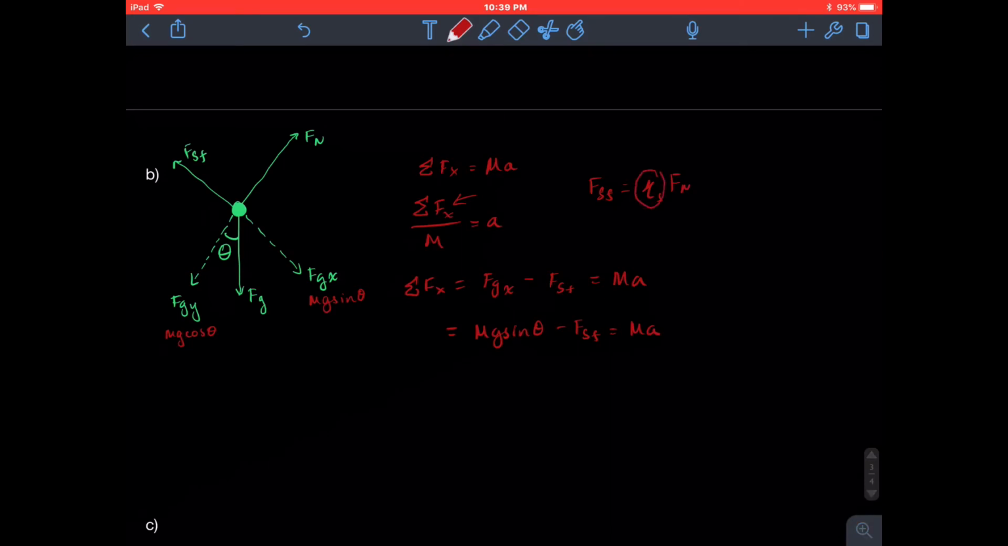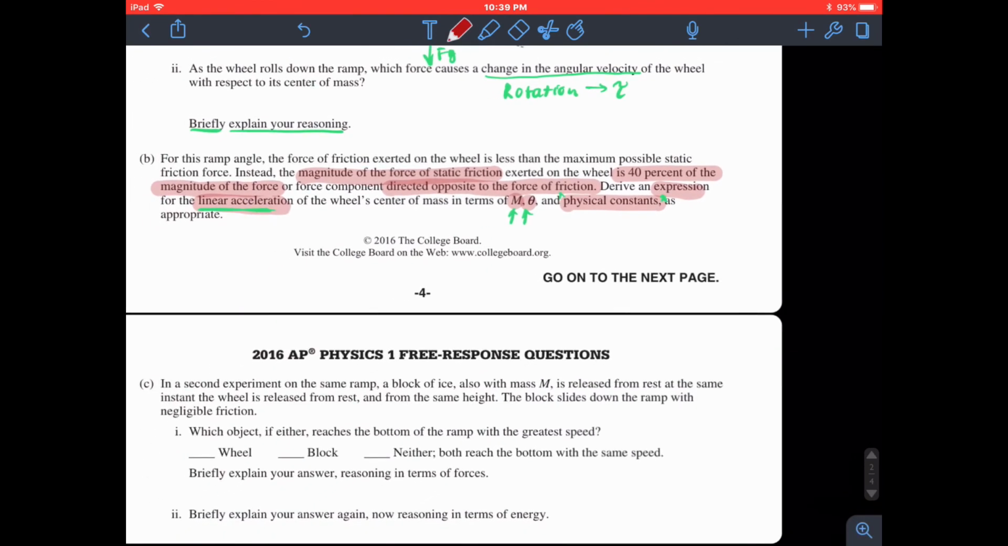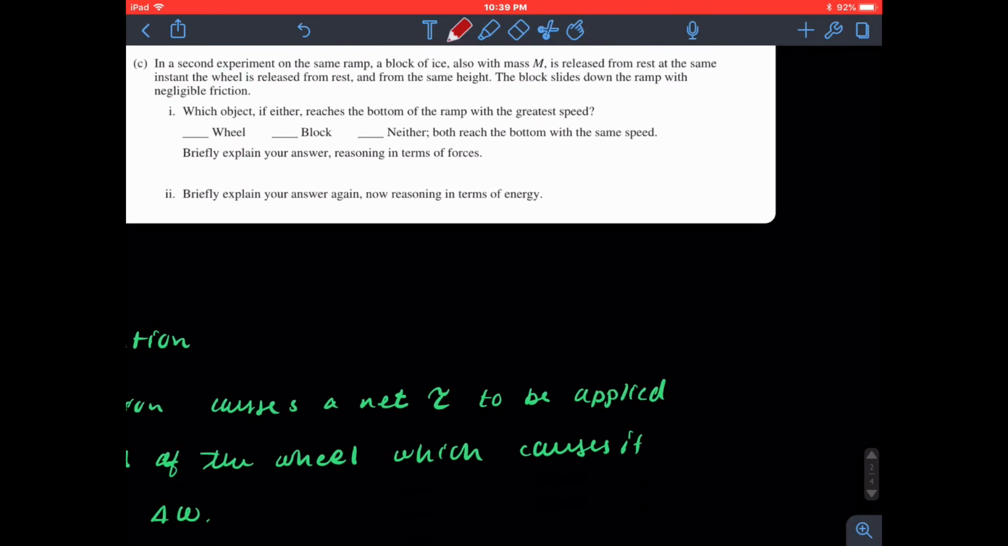However, do they ever talk about the coefficient of static friction? No, right? So we automatically know that the equation won't have anything to do with that. Let's go ahead and read that question one more time. It says the magnitude of the force of static friction exerted on the wheel is 40% of, so it's 0.4 times the magnitude of the force directed opposite to the force of friction.